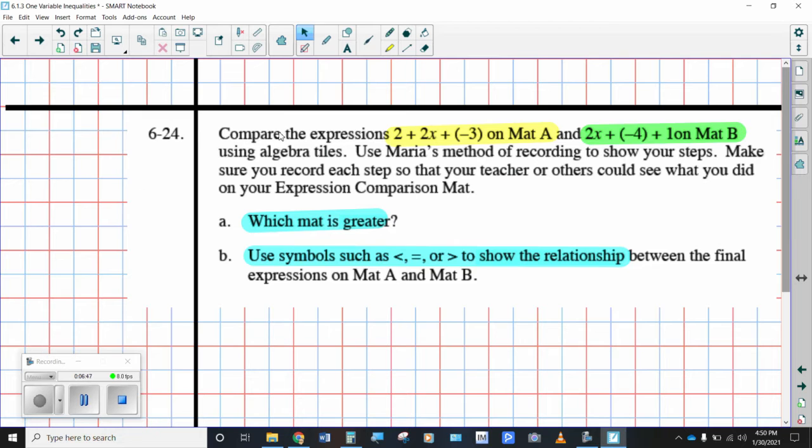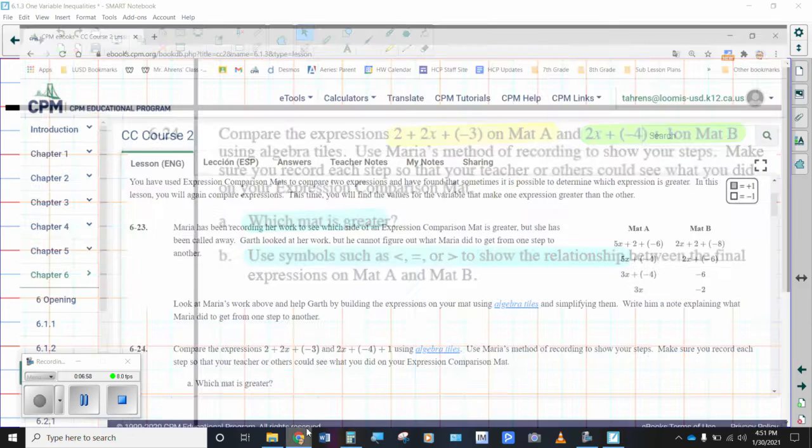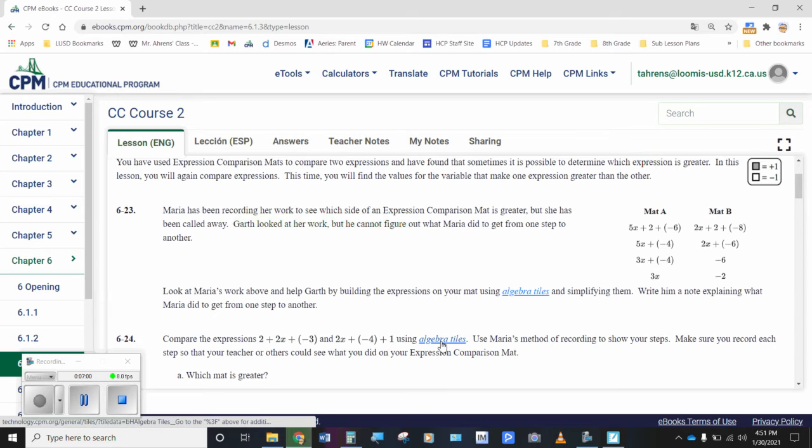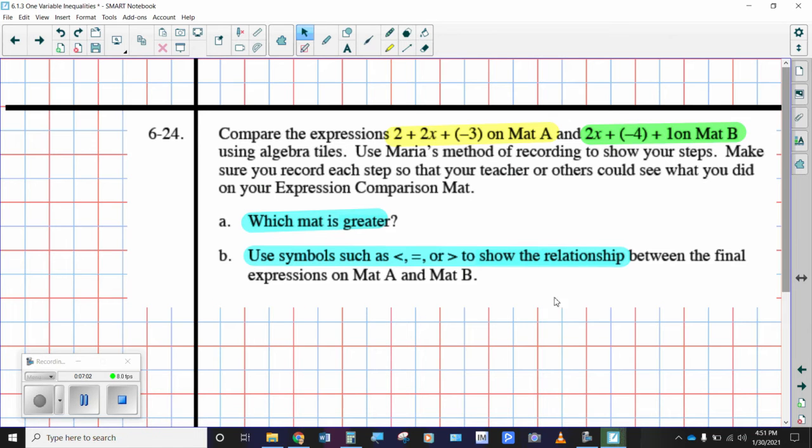All right, so now we want to do a new problem. It says compare the expression 2 plus 2x plus -3 on mat A and 2x plus -4 plus 1 on mat B using algebra tiles. Okay, go ahead and build those yourselves using those algebra tiles in that tool.